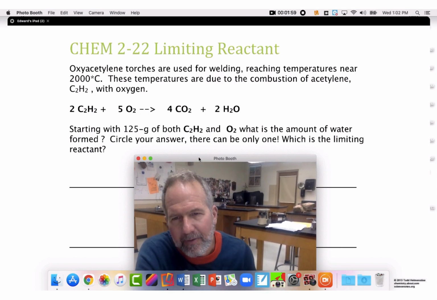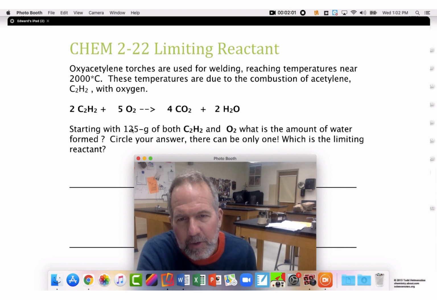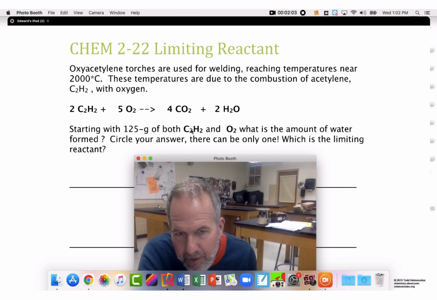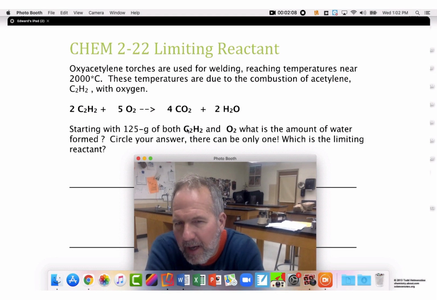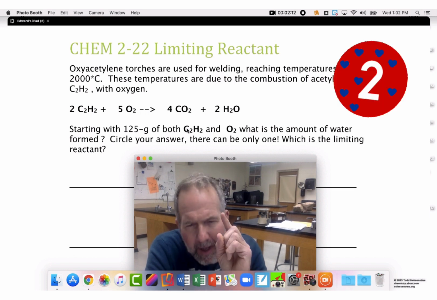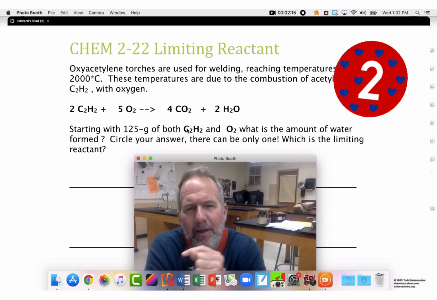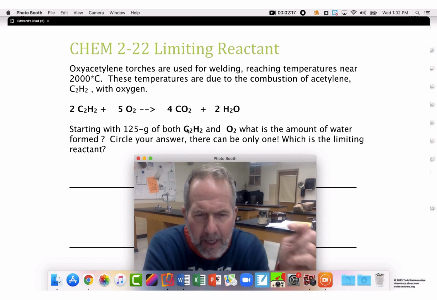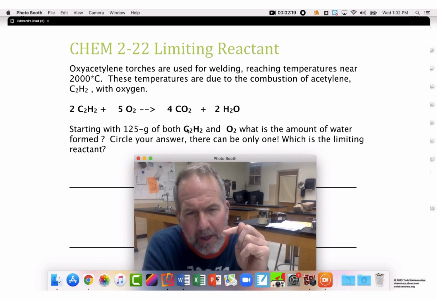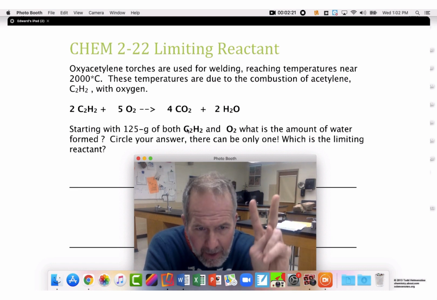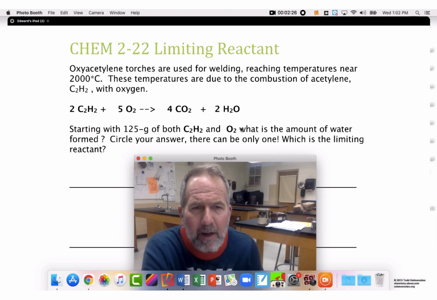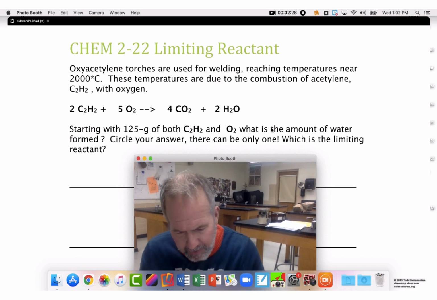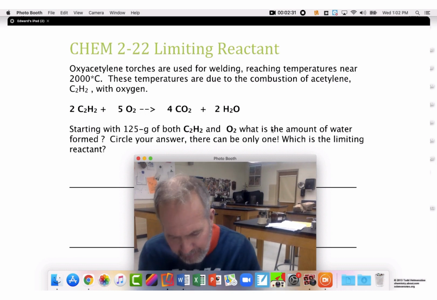Let's see what we have. Starting with 125 grams of both. Okay, here's the difference in this type of problem. We have two givens, right? Just as I said earlier, you can only have one given per table, right? So since we have two givens, we need to have two tables. All right, and it says what amount of water is formed. All right, let me set up my equation.